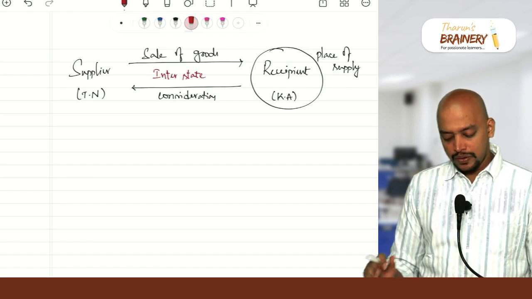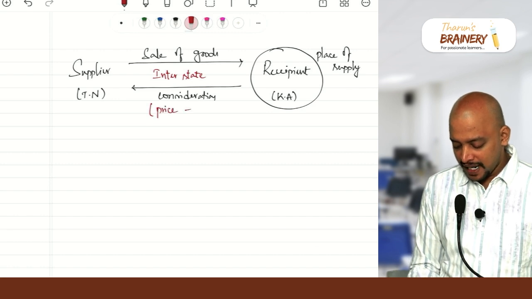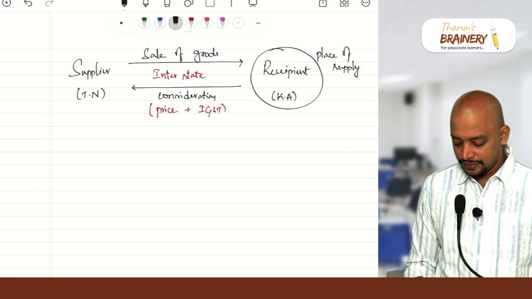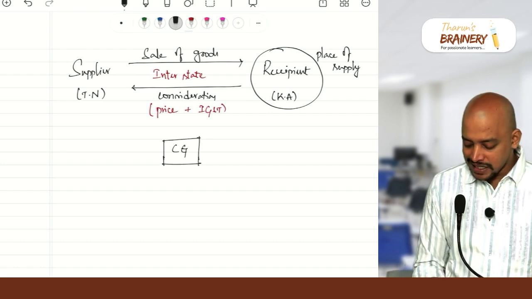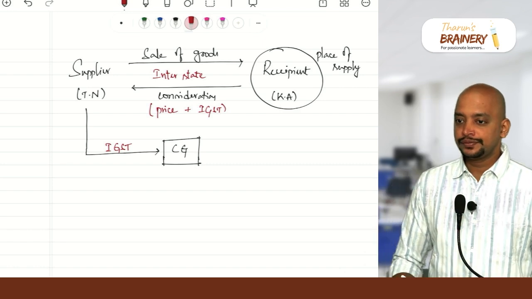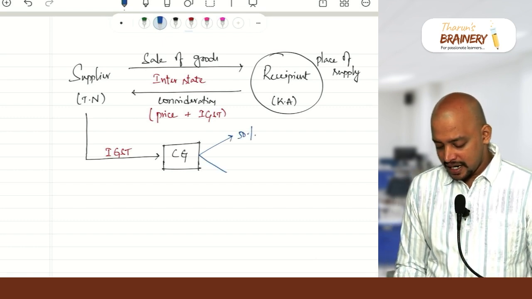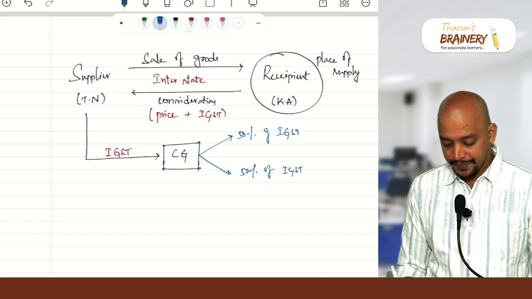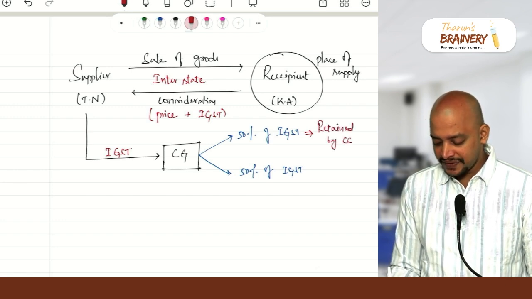Interstate. Now, in this consideration, what will be collected? Price plus IGST. Am I right? Now this IGST, the supplier in Tamil Nadu will pay to whom? Which government? To central government. The supplier will pay IGST to central government. Now what is that I told you? In this IGST, 50% is retained by, 50% and 50%. First 50% of IGST, who will retain? Retained by CG.